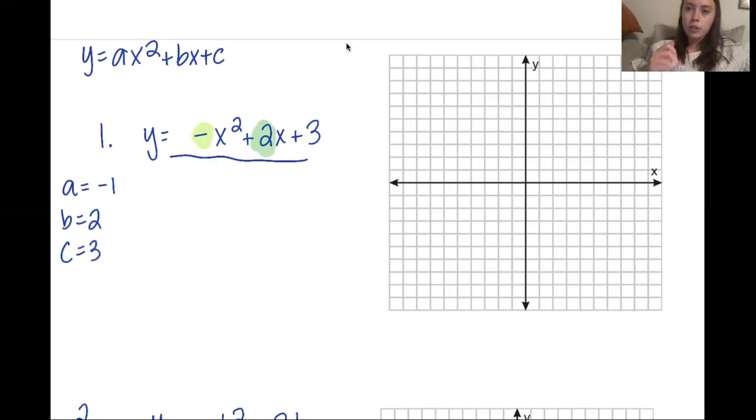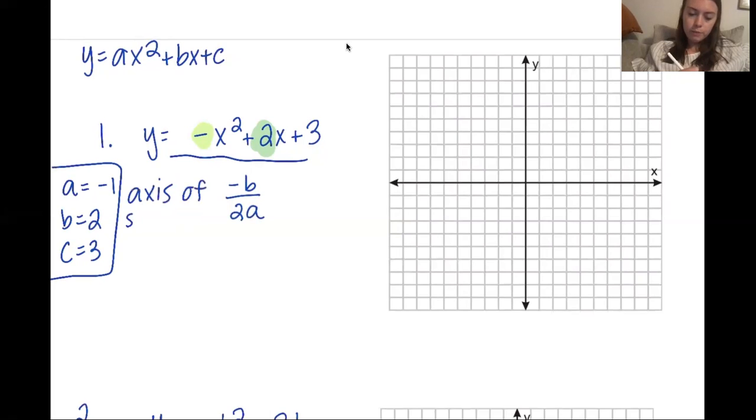So the first thing I need to do when I graph in standard form is I need to find out what the vertex is. And the way I do that is I use this formula. I'm going to just kind of square this off to the side, but I use the formula -b over 2a. And that will tell me technically what my axis of symmetry is. My axis of symmetry is the x value of my vertex. So it's -b over 2a.